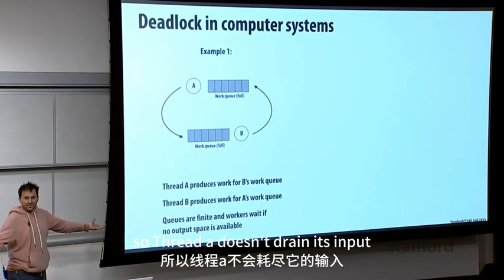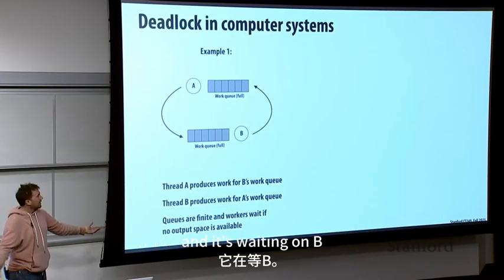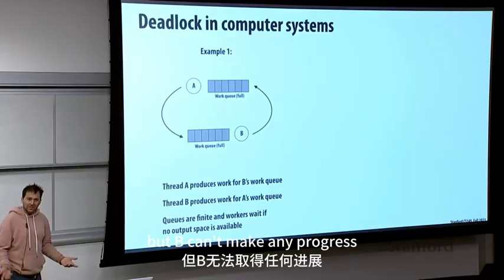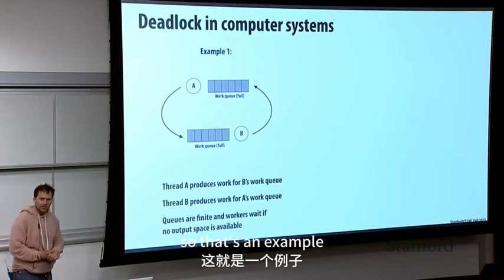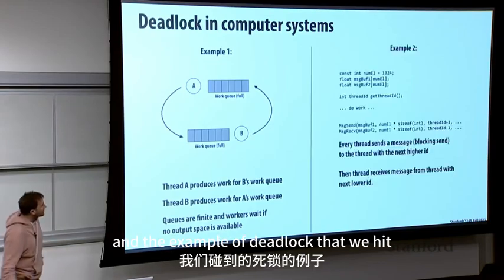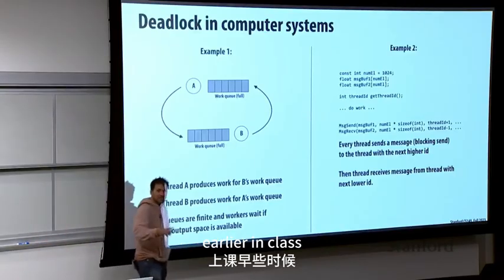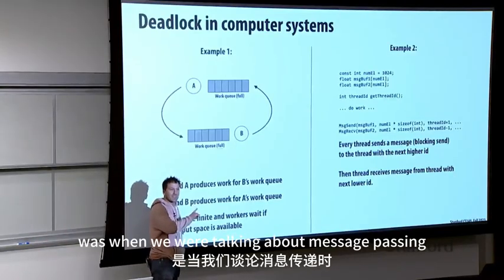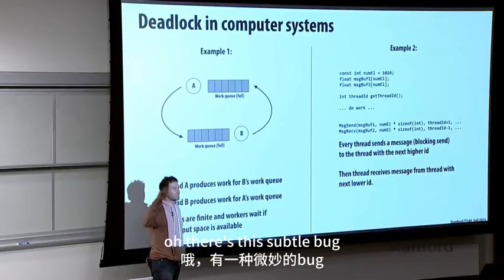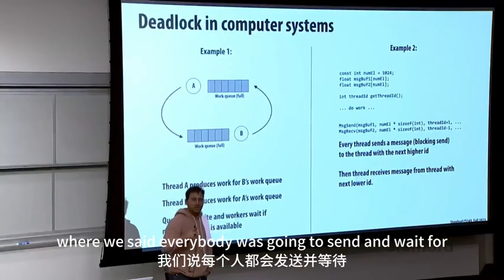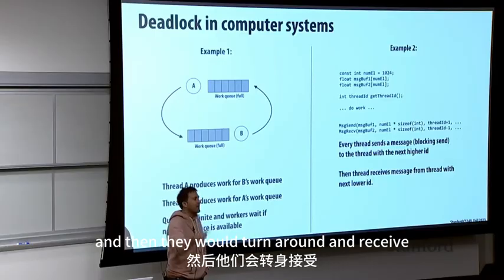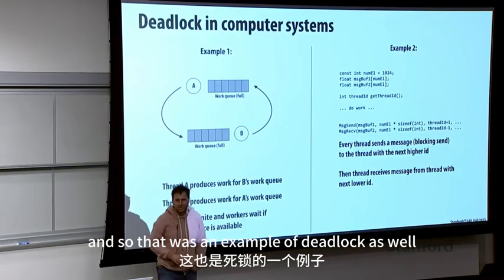So thread A doesn't drain its input, and it's waiting on B, but B can't make any progress because there's nowhere for B to put its output. That's an example. And the example of deadlock that we hit earlier in class is when we were talking about message passing. Remember I said there's this subtle bug in our original message passing code where we said everybody was going to send and wait for their message to be received, and then they would turn around and receive, right? And so that was an example of deadlock as well.